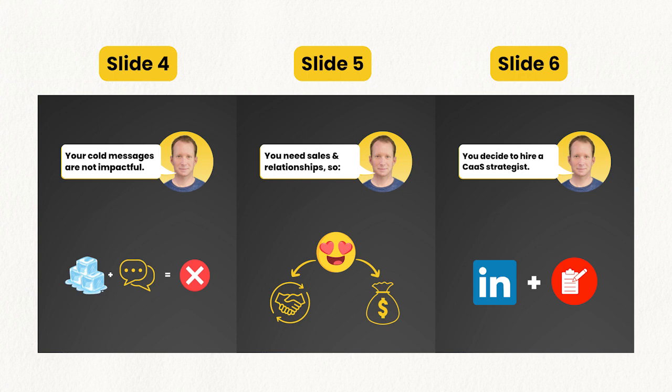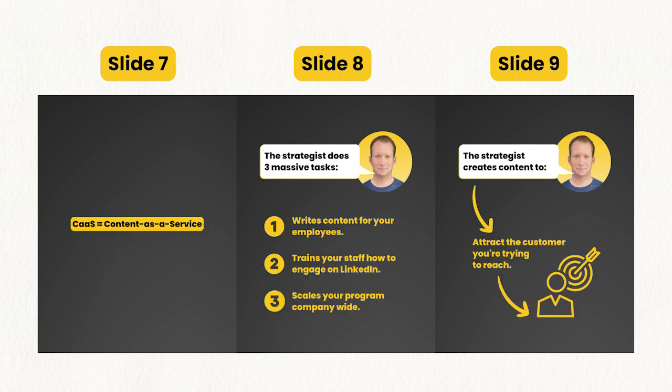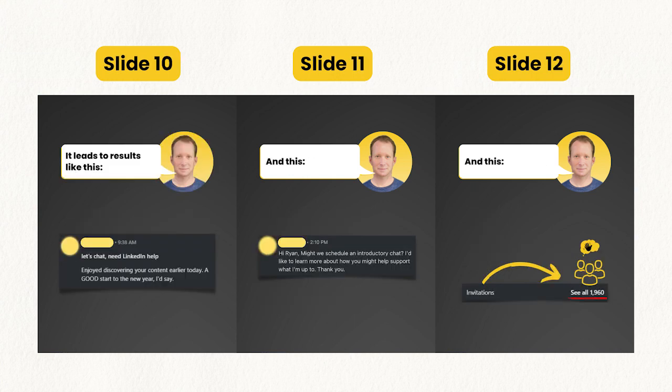So you hire a content strategist. You should hire a CAS strategist. CAS is content as a service. This content as a service strategist does 3 things for you: writes employee content, trains your staff how to engage on LinkedIn, then scales the program company-wide. And as the strategist is creating this content, they're doing it to attract your target customer. It leads to these results.